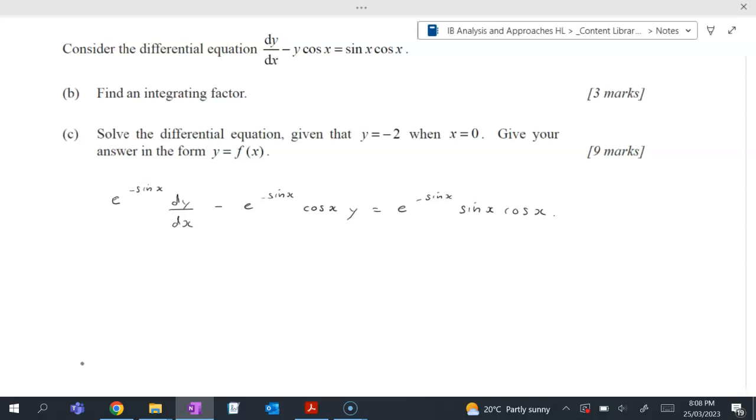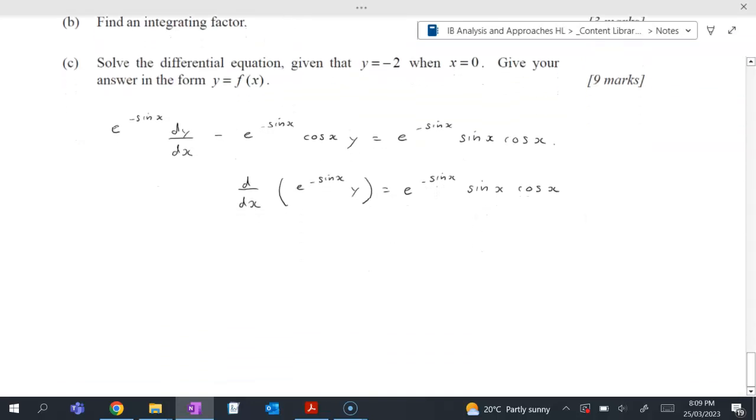Alright, and then, so I can bring it together, so it's d by dx of e to the minus sine x y. You can just learn the fact that it'll always be the derivative of the integrating factor times y. You don't have to work it out. So just remember, it's always the derivative of the integrating factor times y equals the integrating factor times the right hand side.